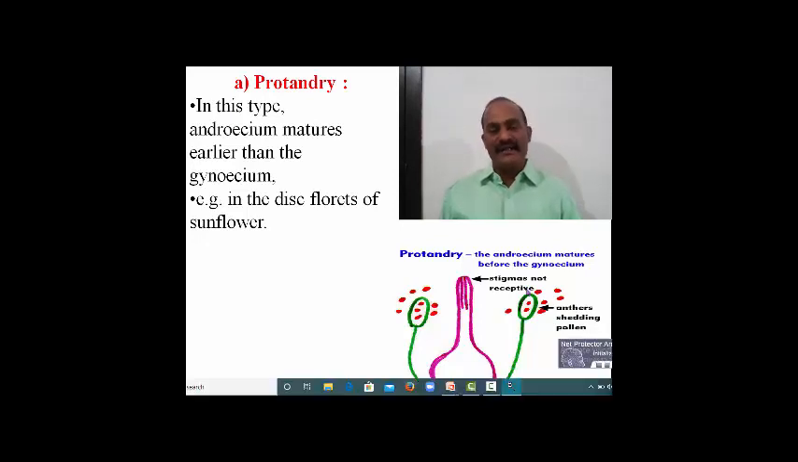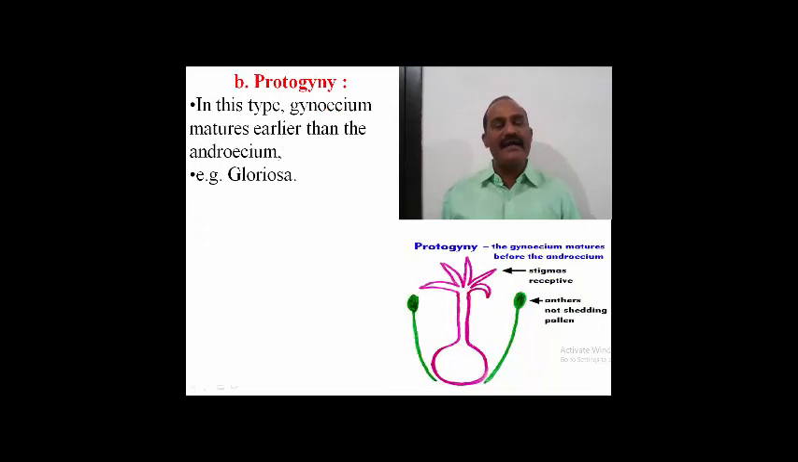Here you can have self-pollination. It is, we can say, the result of the inability or immaturity of the female whorl. Here you can have the example in the form of the disc florets of sunflower. They will support protandry. The second mechanism we can have is protogyny.